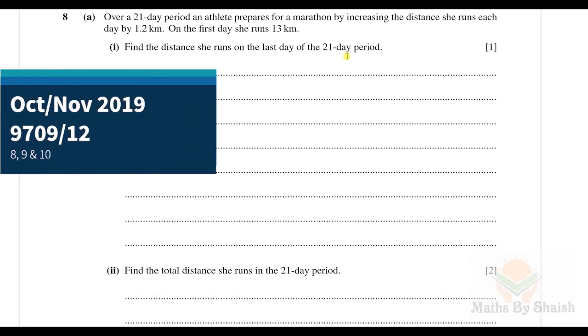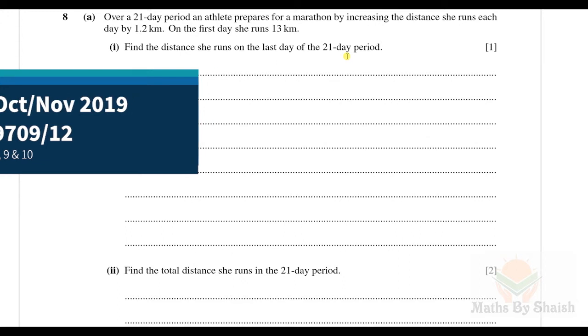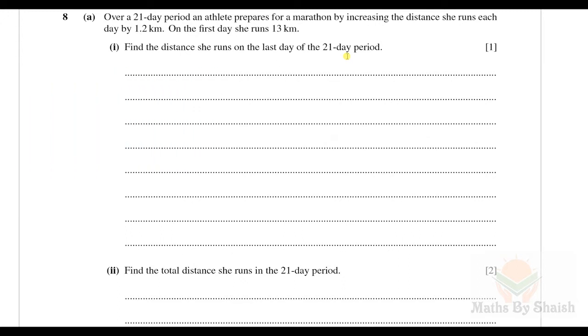So in this video we'll be completing this 2019 October November paper 1-2 series, that is 8th, 9th, 10th question. So here's the question number 8, A part. Over a 21-day period an athlete prepares for a marathon by increasing the distance she runs each day by 1.2 kilometer. On the first day, she runs 13 km. Find the distance she runs on the last day, the 21st day.